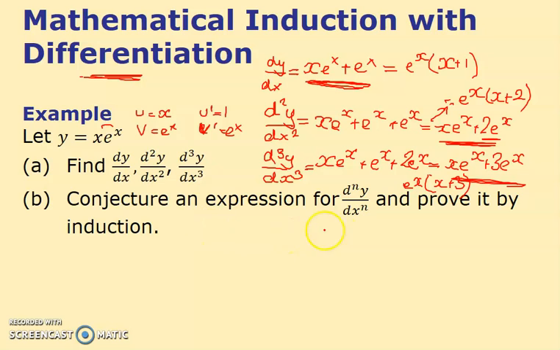Now that effectively means that I think that d^n y by dx to the n is going to be e to the x times (x plus n). That's what I think it is. I mean, that must be what it is. But then I've got to prove this by induction. So I'm going to go step 1.